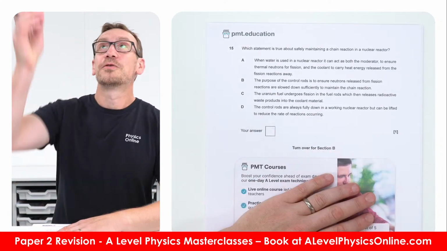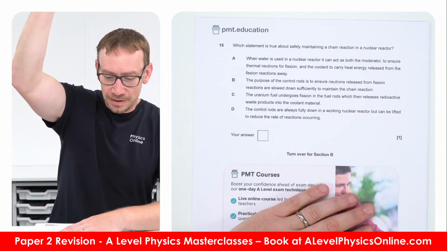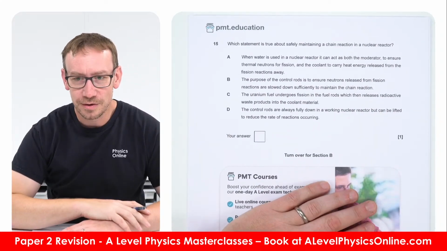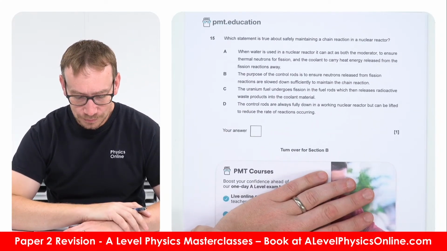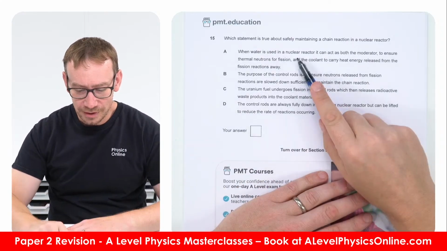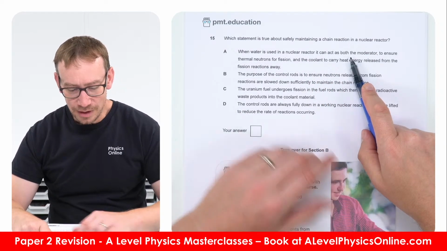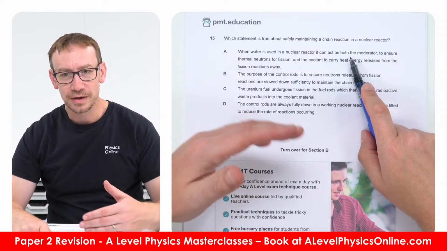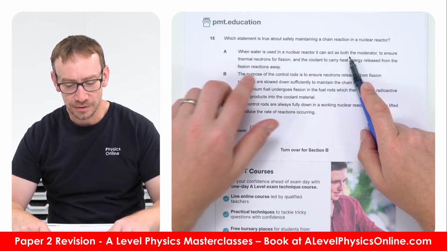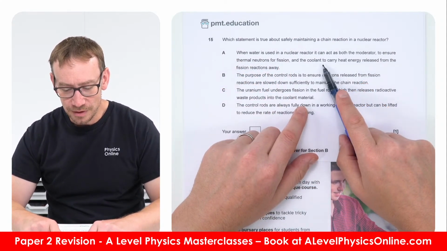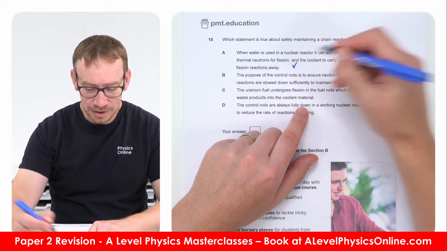Which statement is true about safely maintaining a chain reaction in a nuclear reactor? So water can be a moderator, that's true. And that means it moderates the speed of the neutrons so that we do get fission, and it can be used as a coolant. So that is a true statement.